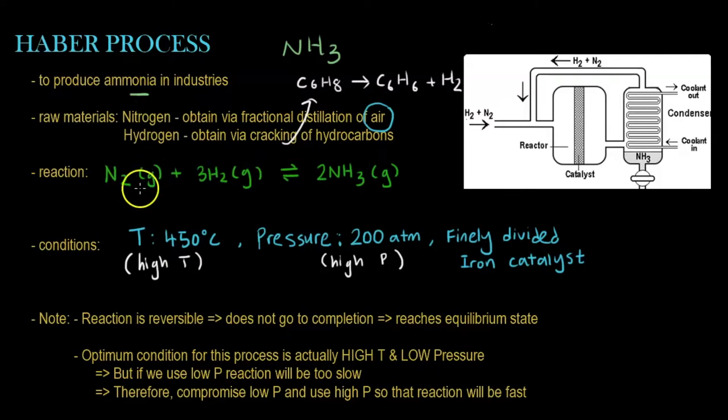You can see nitrogen gas with 3 units of hydrogen gas to give us 2 units of ammonia gas. And this is, again, as with the previous example, reversible. It means that these 2 molecules can come here, and this one can also break down to form these again. So it's a never-ending cycle of back and forth.